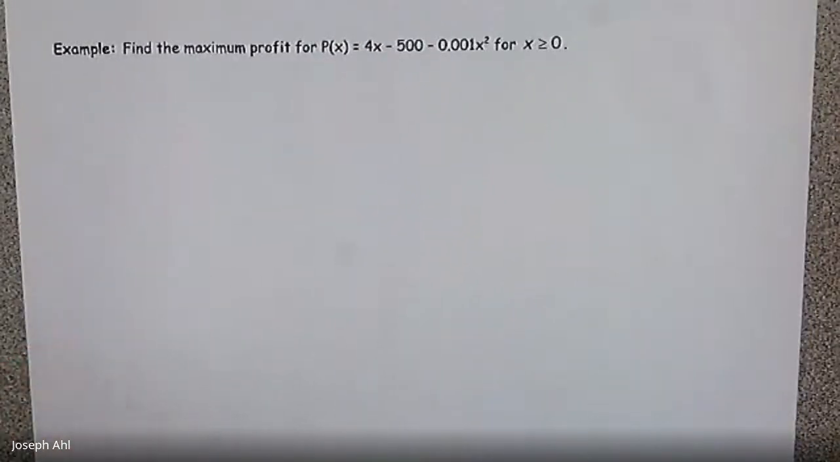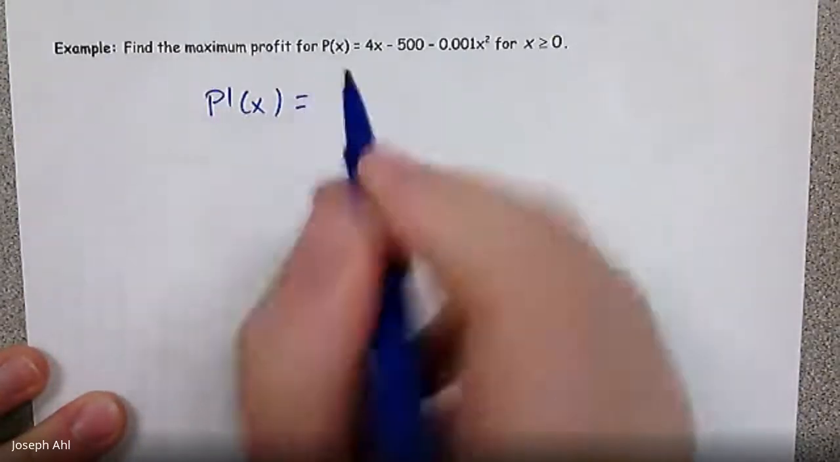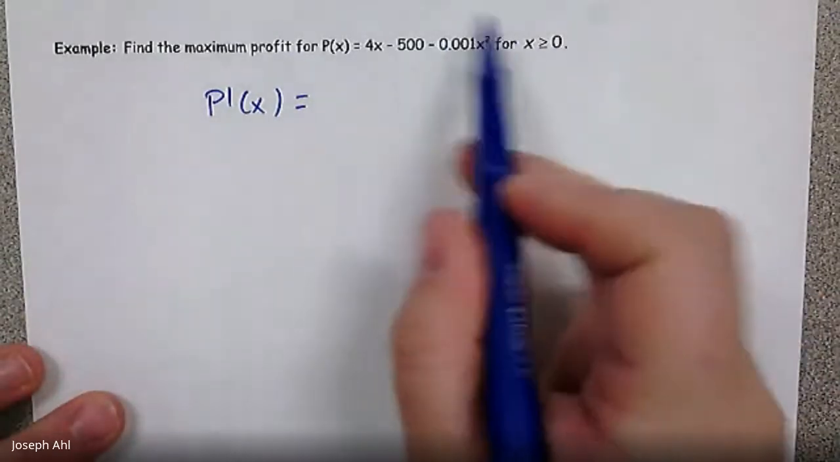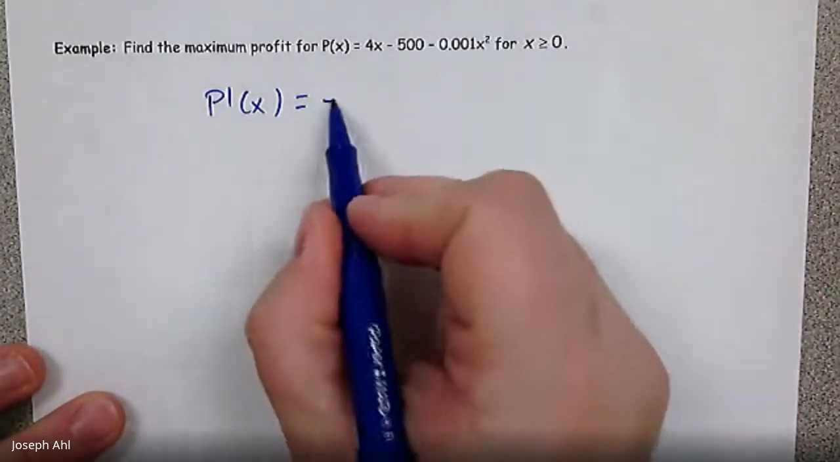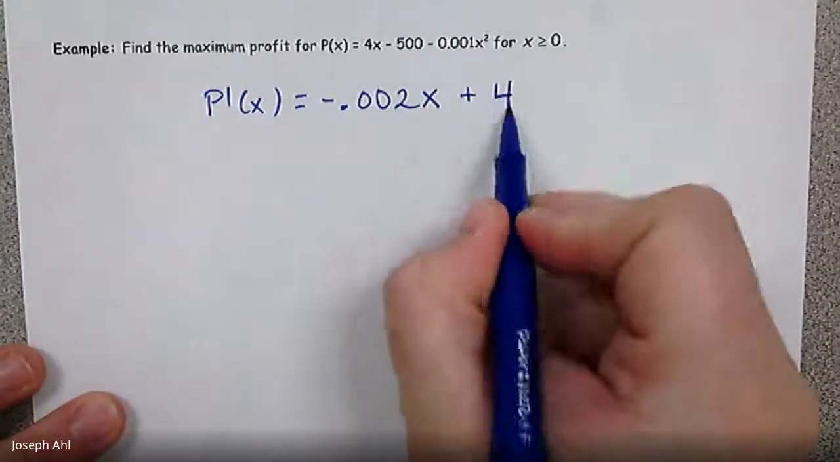It says find the maximum profit for P of x equals 4x minus 500 minus 0.001 x squared. Okay, and it makes sense that we're only considering this for values of x that are positive. So to find the maximum profit here, now that we know all we know about extrema, we can find the first derivative, P prime of x. And that's going to be, in this case, according to the quadratic piece at the end, negative 0.002x, and then plus 4.